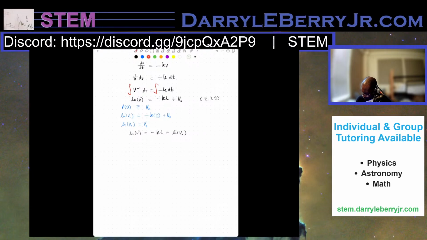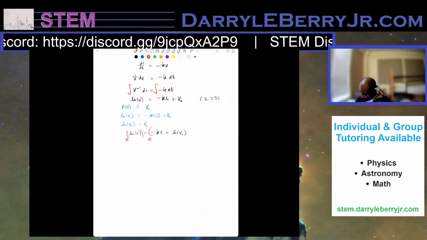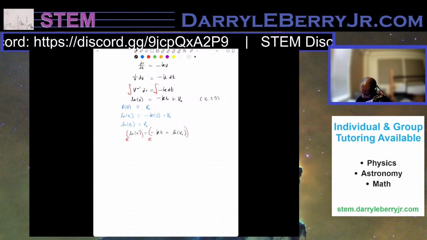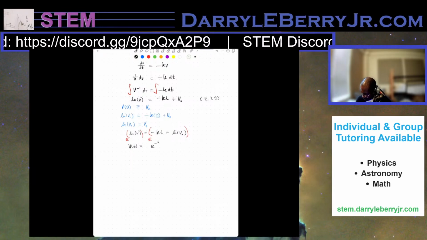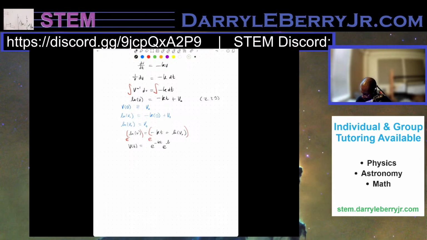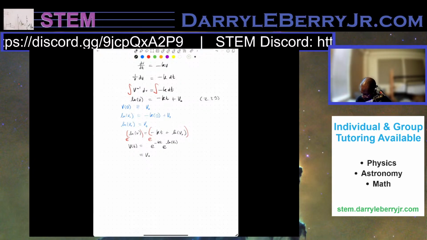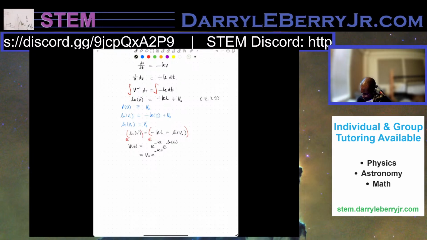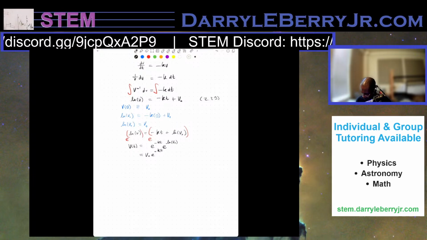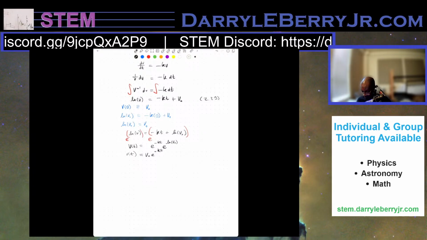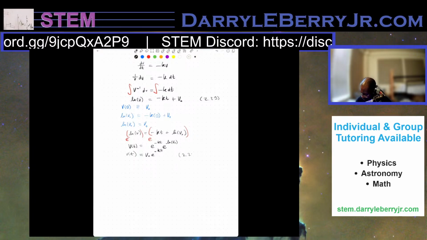So e to the left side equals e to this whole thing. So that means v of t equals e to the negative kt times e to the ln v naught. So that equals v naught e to the negative kt. And that's v of t. v of t equals v naught e to the negative kt. And that's equation 2.24.